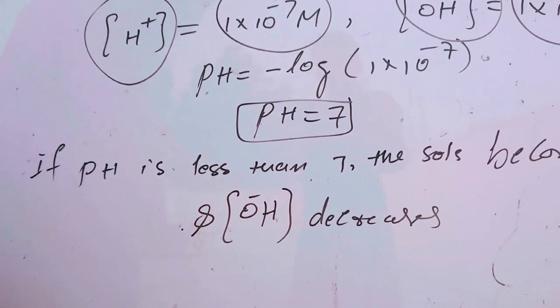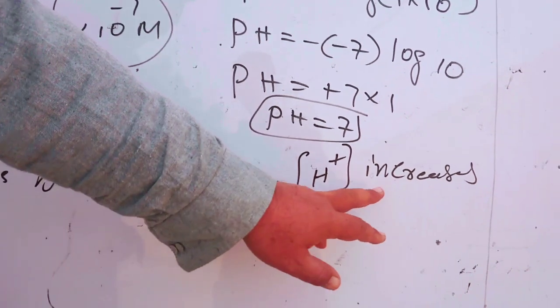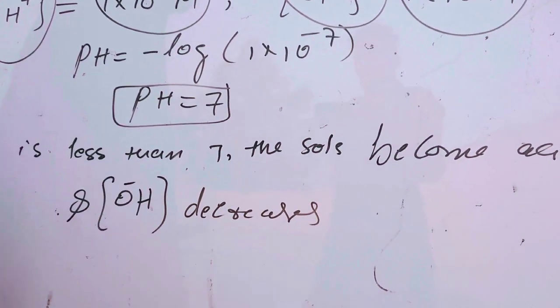If the pH is less than 7, the solution becomes acidic. The concentration of H plus ions increases and OH minus decreases.